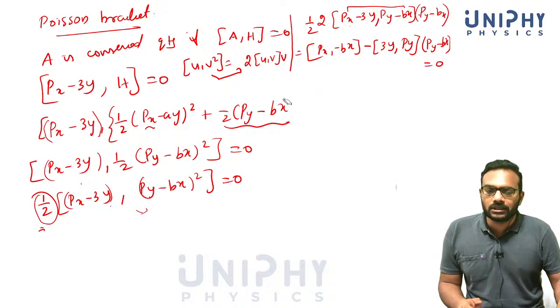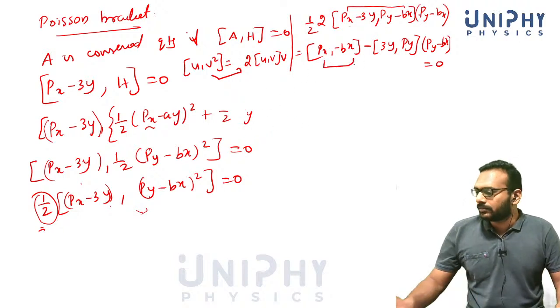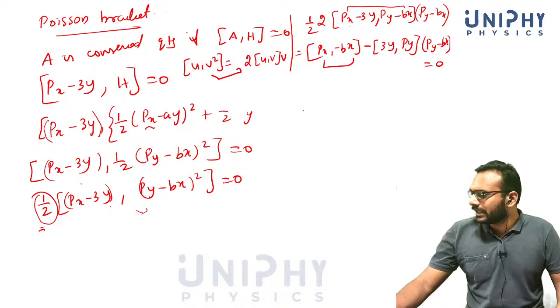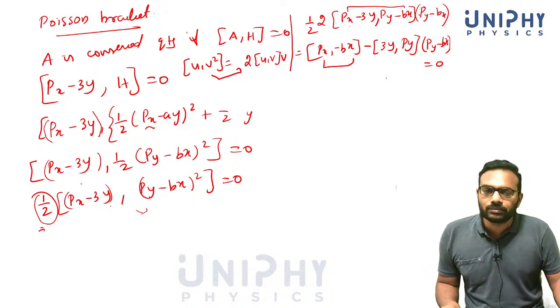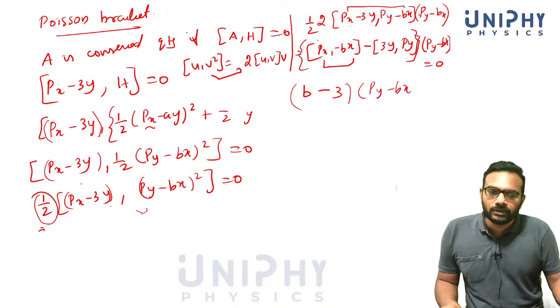This is our equation. Now we know the fundamental Poisson brackets. What is px with x? Px with x is minus 1. So this becomes just b. I need a bracket here. We have got a minus b there, so this becomes b. And here 3y with py. Y with py is 1. So it's simply b minus 3 multiplied by py minus bx equal to 0.